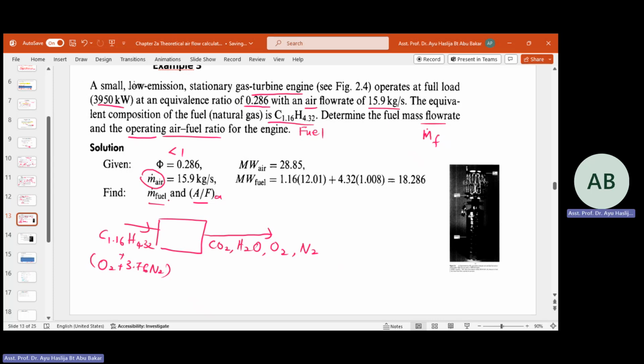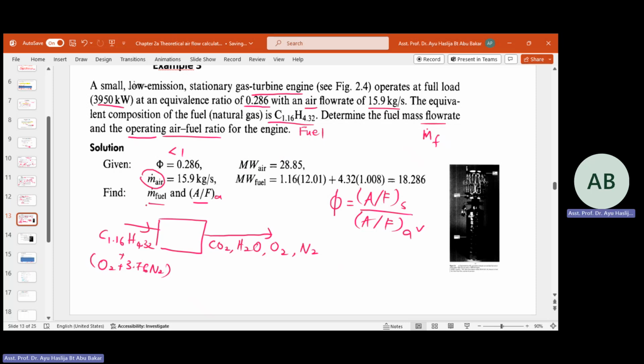Okay, how to find the M fuel and AF? We know that from the equivalence ratio, equation dia adalah AF actual. Kan? So from here kita boleh dapat AF actual.